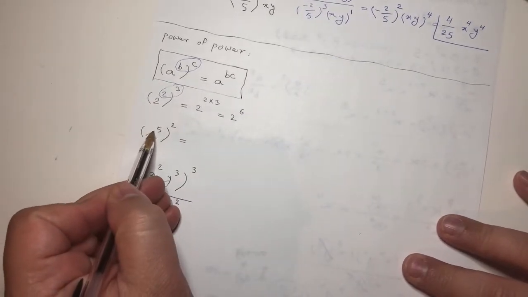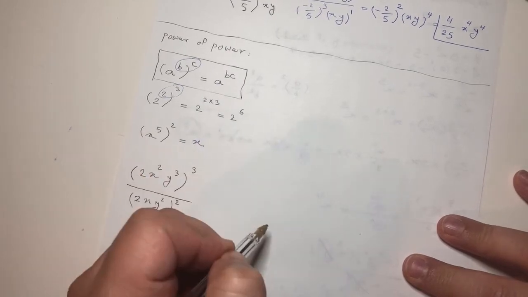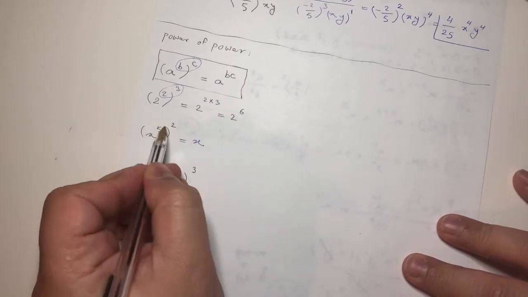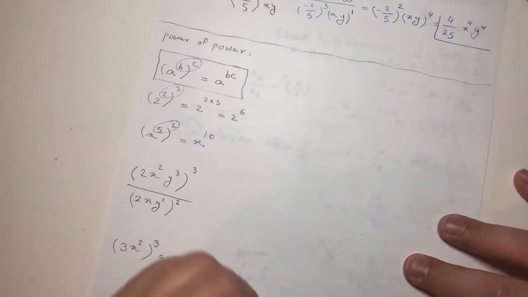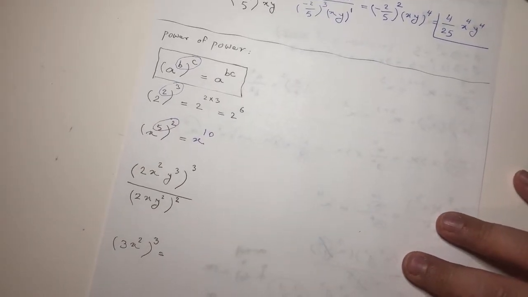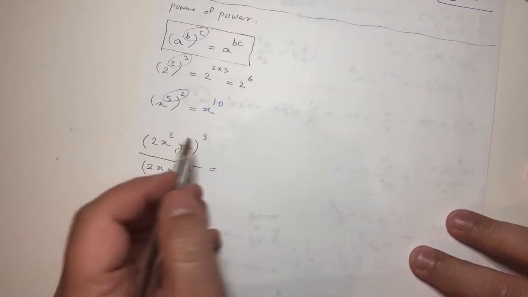Let's do this one. x to the power of 5 to the power of 2. It will be x to the power of 2 multiplied by 5, or 10. Let's do this one.